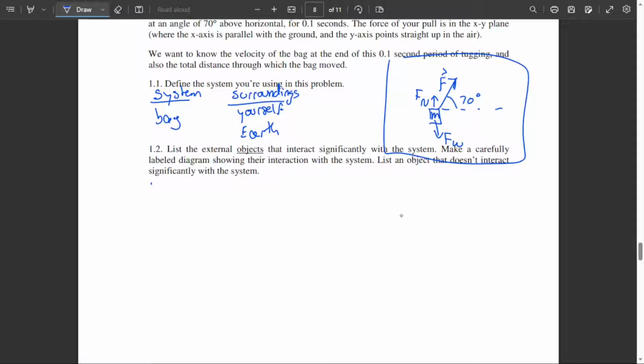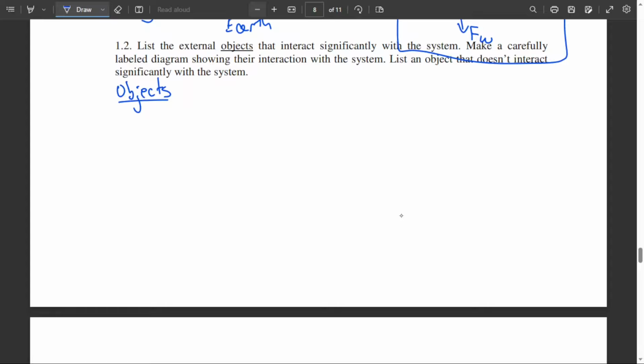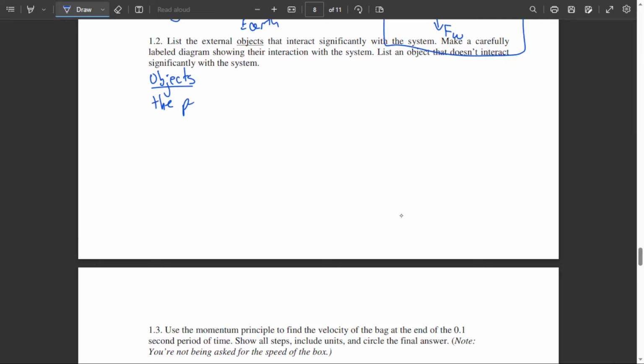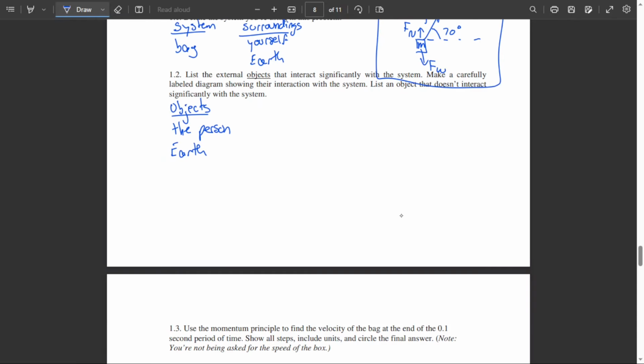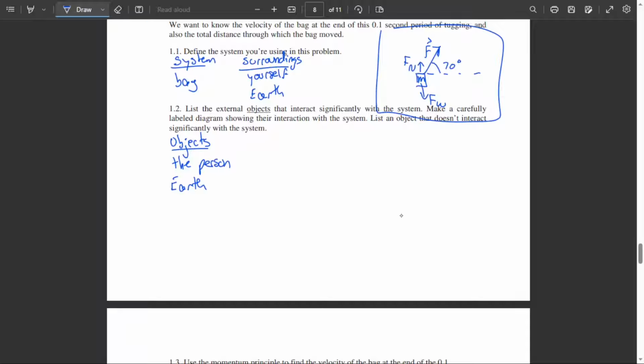So, the objects that act on our system are the person and Earth. An object that doesn't interact significantly with the system, there's lots of choices you could say. You could say the sun, the air, other people in the airport. It doesn't matter. You just can't say one of these two things, or the bag. So, for here, let's say the atmosphere.